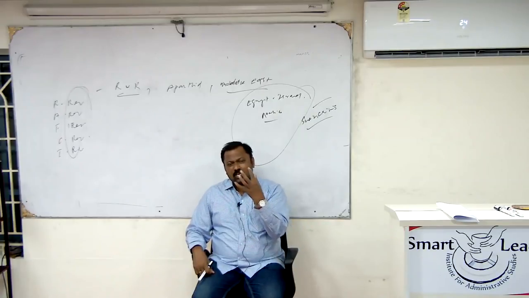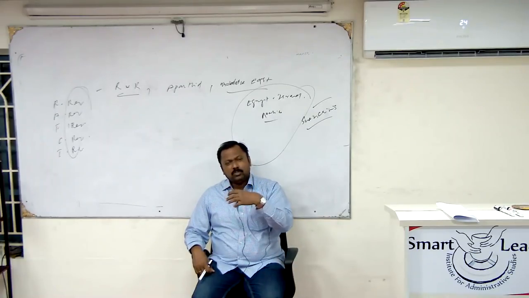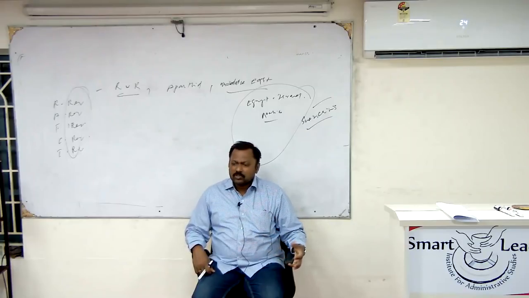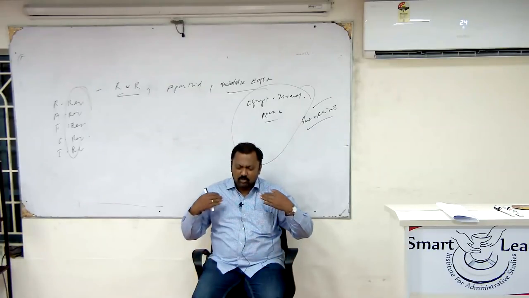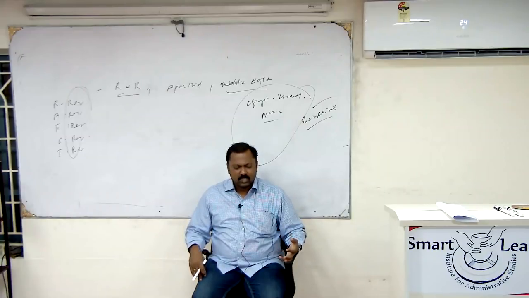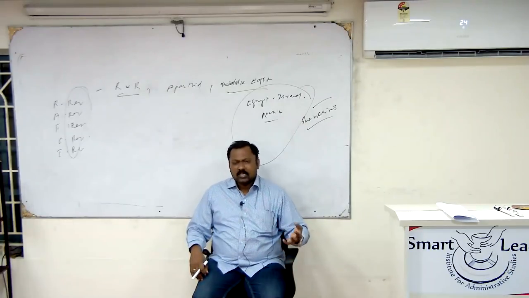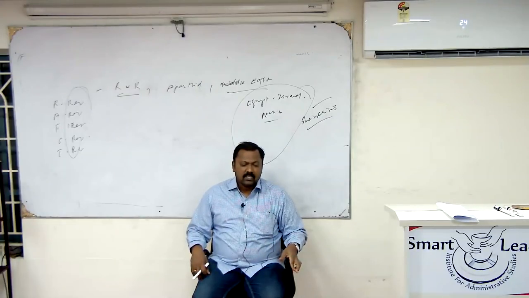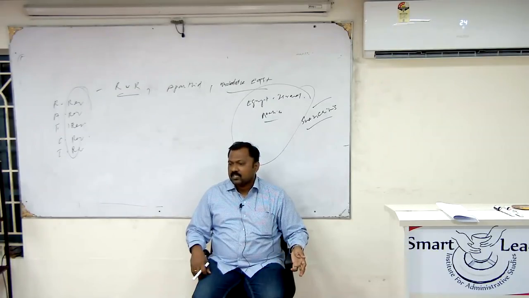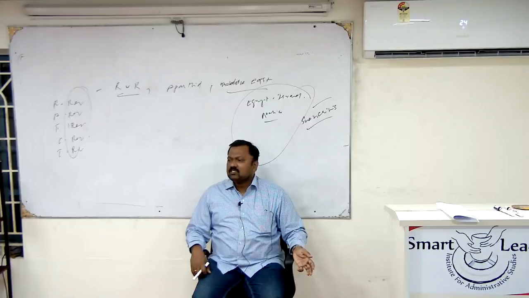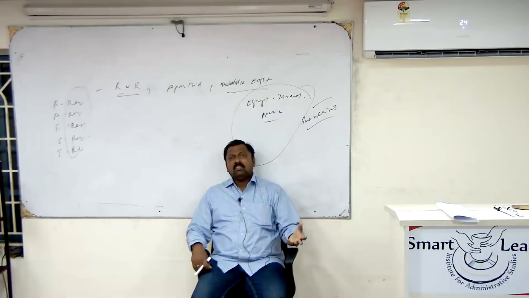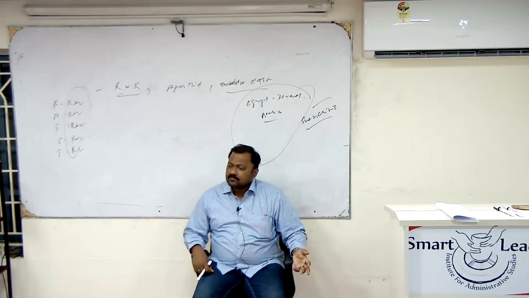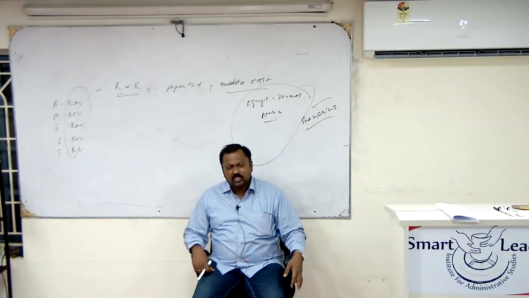There should be a reason why people should revolt. Why should they revolt against the system? The simple reason is that the existing system had outlived its utility. It has got a utility, but the existing system had outlived its utility. The existing system had become exploitative.